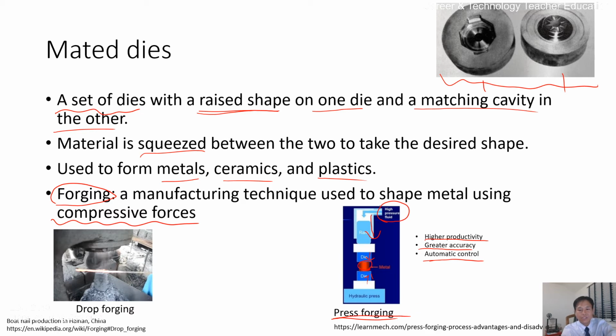But the press forging needs a machine that has a high pressure fluid, and it also has to control this process and the accuracy. That's why this press forging is more expensive and more advanced.